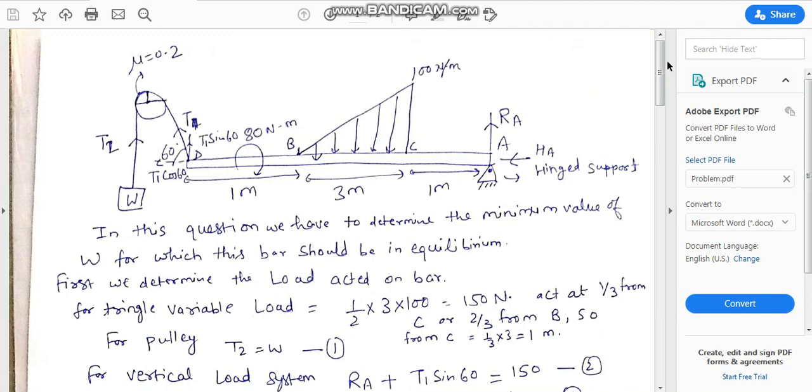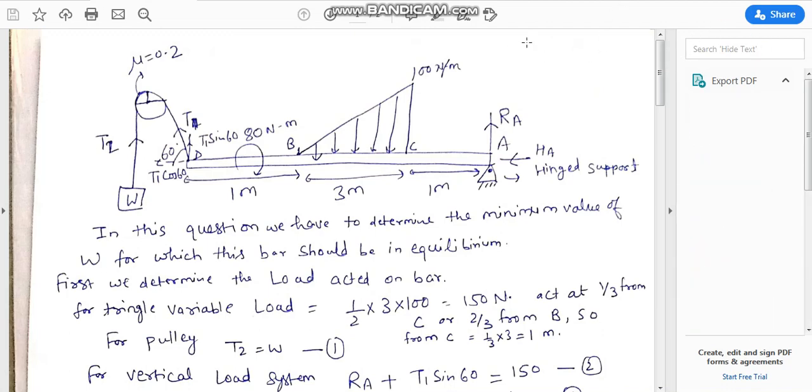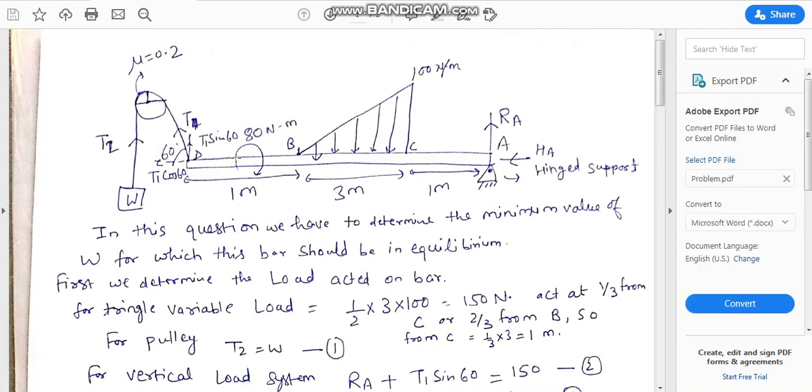So today we solve some problems. This is the first problem, in which a bar is placed on a hinge support. One end is attached with a rope, this end is attached with a rope, and this end is attached with some weight.